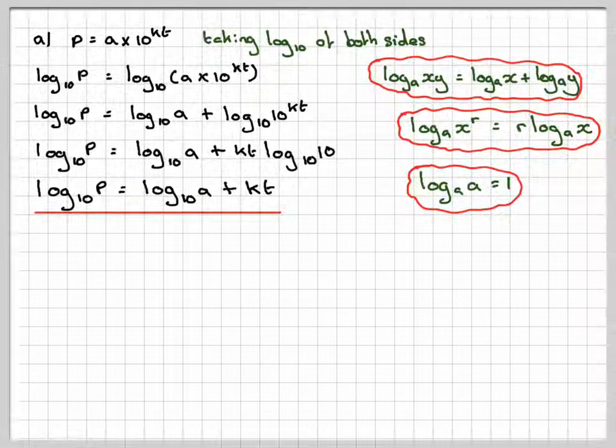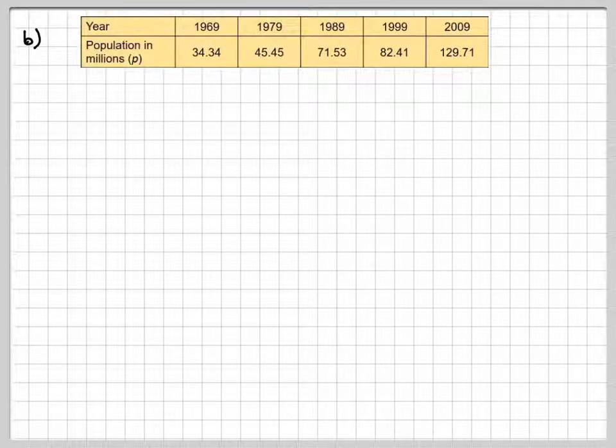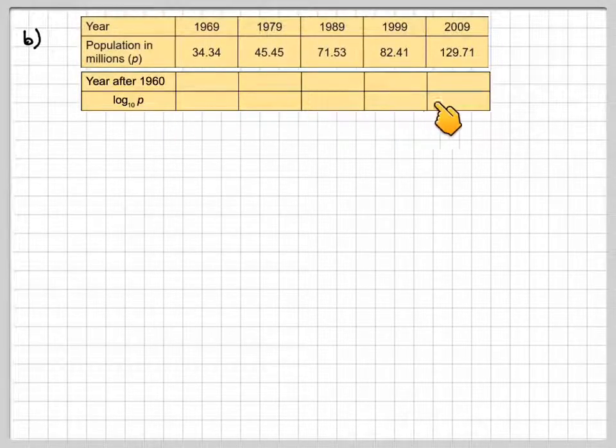Right, so now we have to plot a graph. So in an exam, you're probably going to be given a table to fill in, because what we've got to remember is that the graph we're going to plot is years after 1960, so you have to read the question carefully. So this will be when t is 9, 19, 29, 39, and 49.